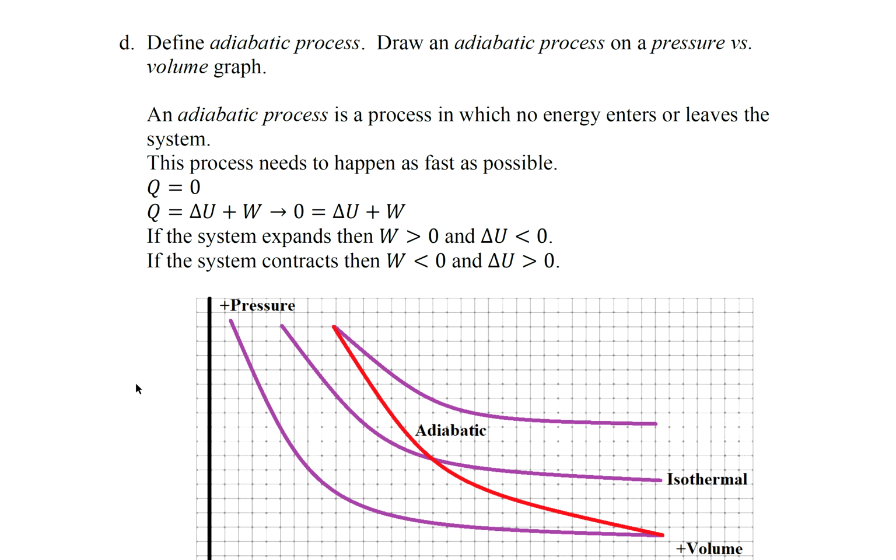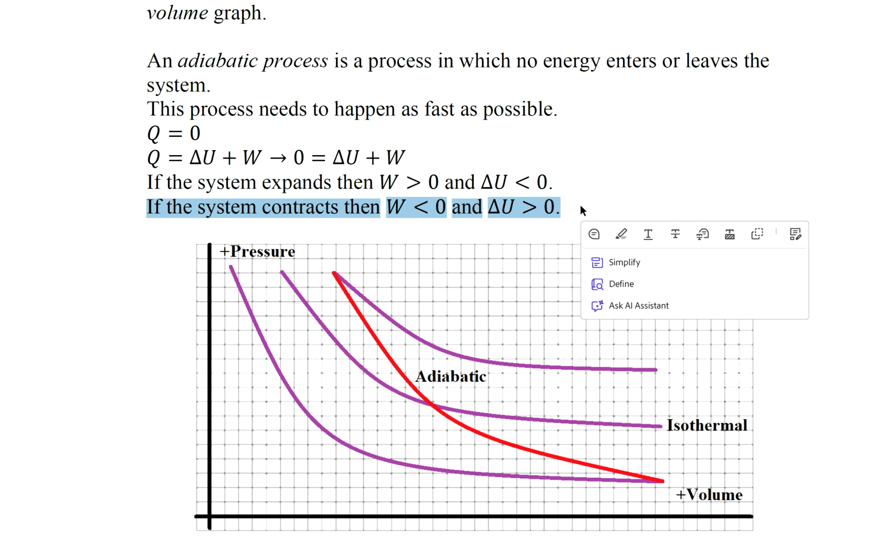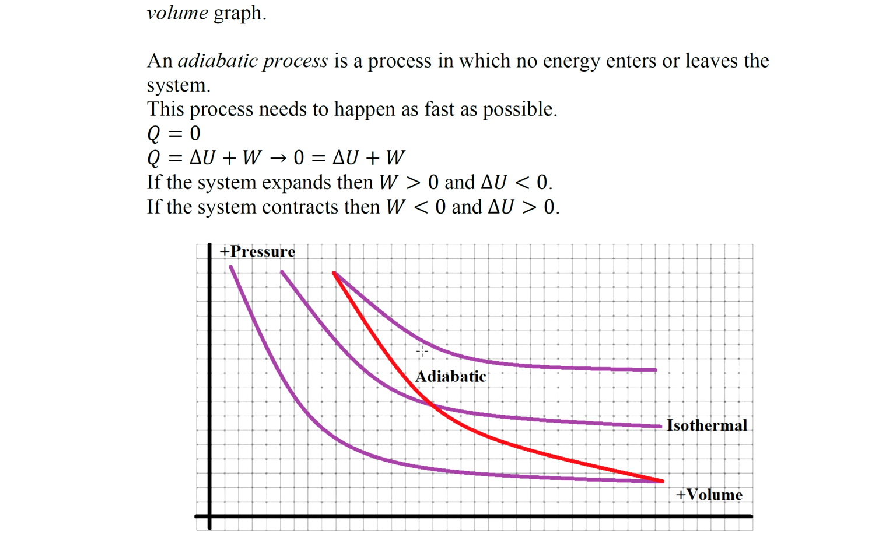Part D, define adiabatic process. Draw an adiabatic process on a pressure versus volume graph. An adiabatic process is a process in which no energy enters or leaves the system. This process needs to happen as fast as possible. So Q is equal to 0. So delta U plus W is 0. If the system expands, then W is greater than 0 and delta U is less than 0. If the system contracts, then W is less than 0 and delta U is greater than 0. So adiabatic is this red curve here. Okay? Red curve is adiabatic. We go from one temperature to another temperature.